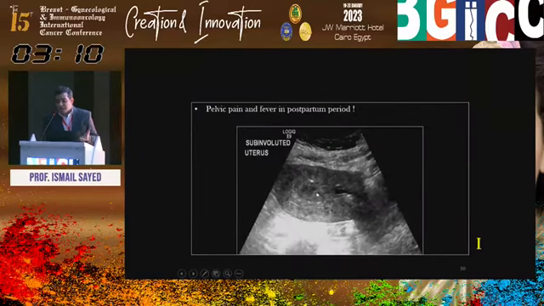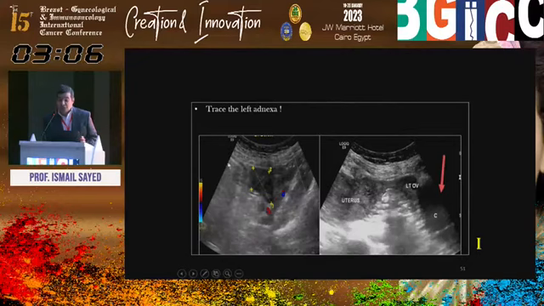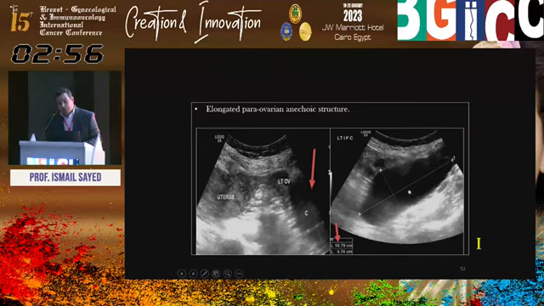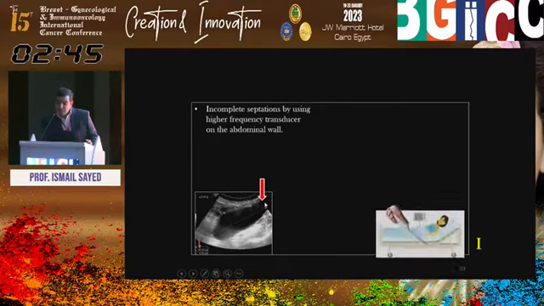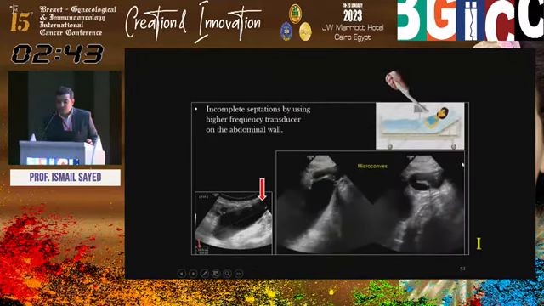Pelvic pain, there is some content, significantly increased echogenicity in the fat, and what is this? Left adnexal elongated structure, hydrosalpinx. Maybe pyosalpinx, yes. To be sure, I cannot see this area, no problem. Use linear or transvaginal, incomplete septi are seen.